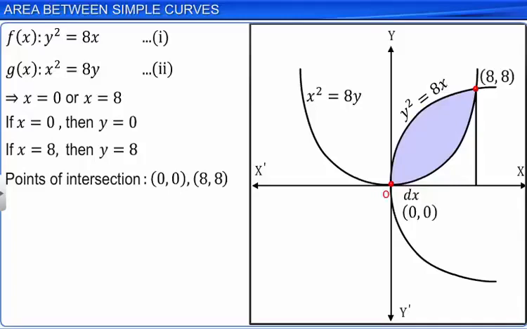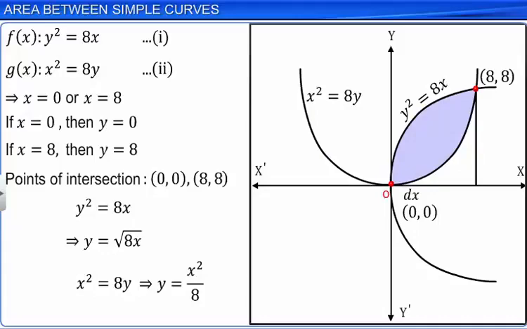First, express both the equations in terms of y. Now, substitute different values of x between 0 and 8 in the equations of the graphs. Observe that the value of f of x is greater than or equal to the value of g of x at all the points.